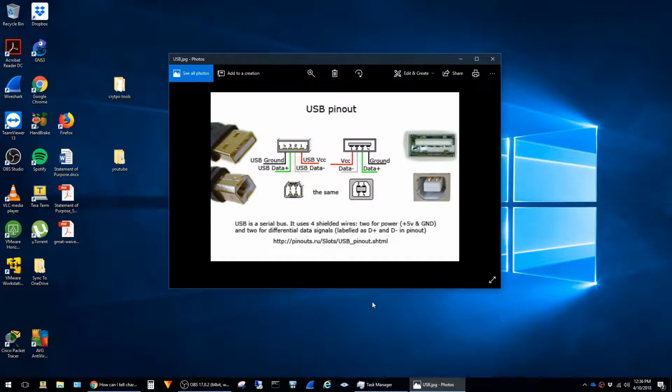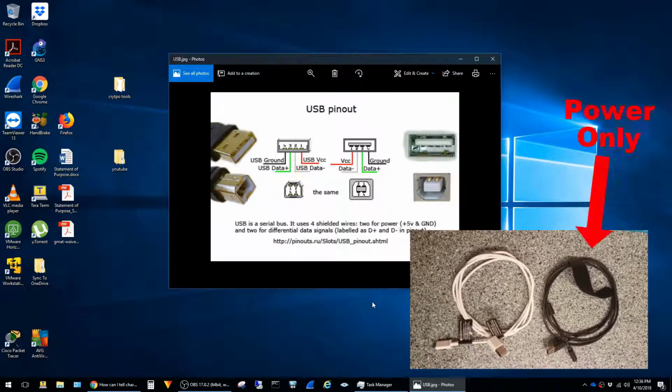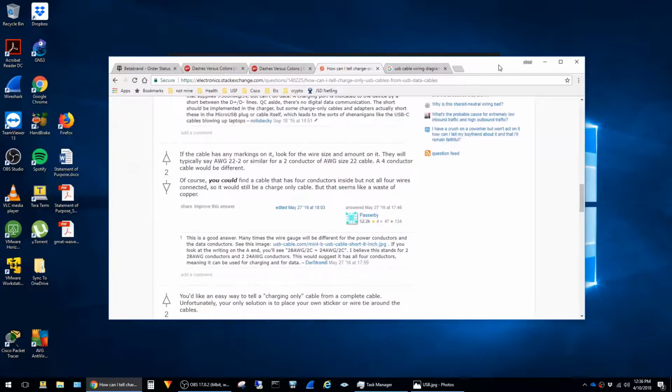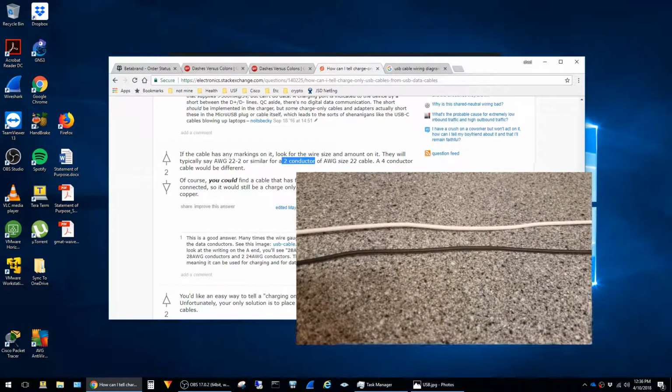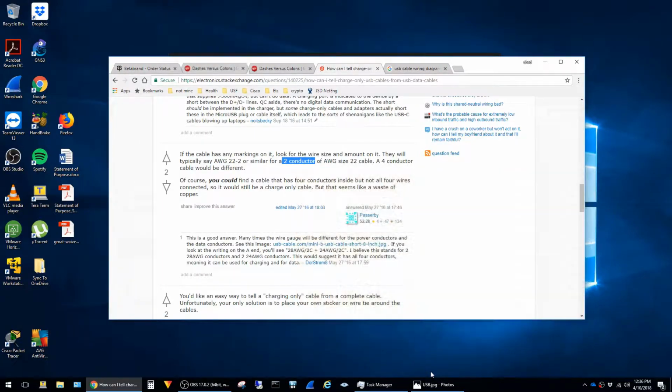Unfortunately, it doesn't seem like there's a good way to distinguish a USB cable as being power only versus power and data. I did find one post on Stack Exchange where somebody said it might be marked with a -2 because it only has 2 conductors, but both of my cables were completely blank and had no markings, so I had no luck with that. But that's kind of more explanation than you really need to solve this problem.